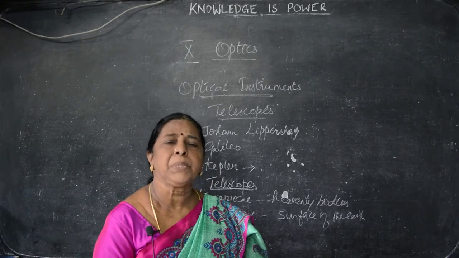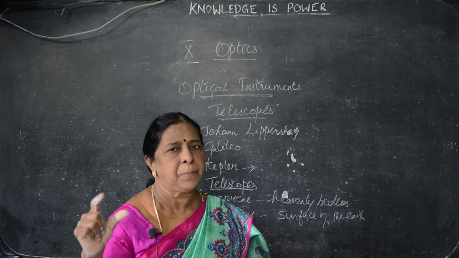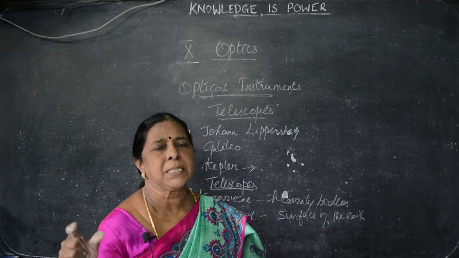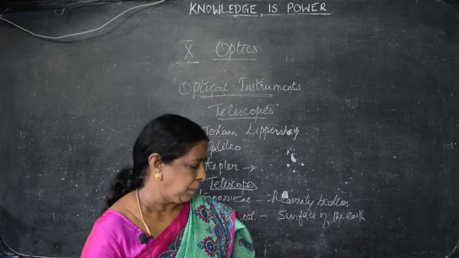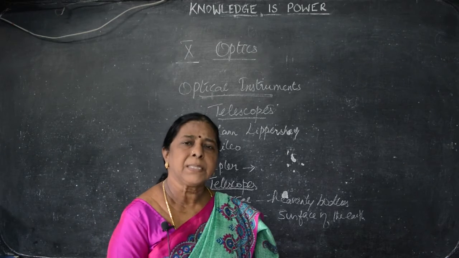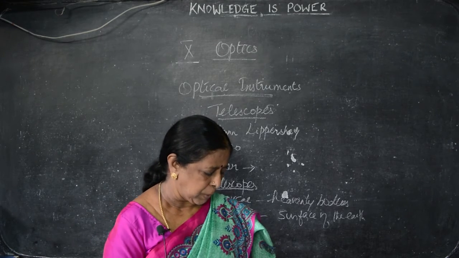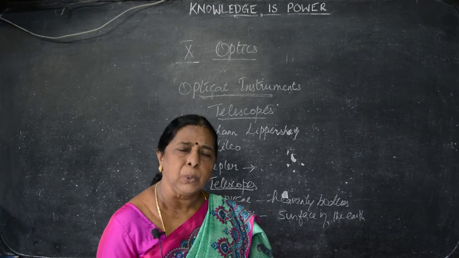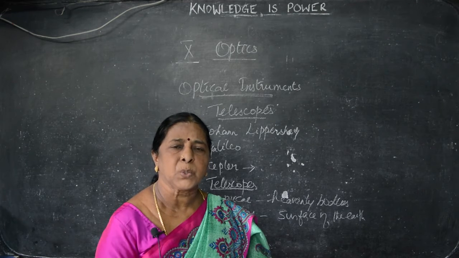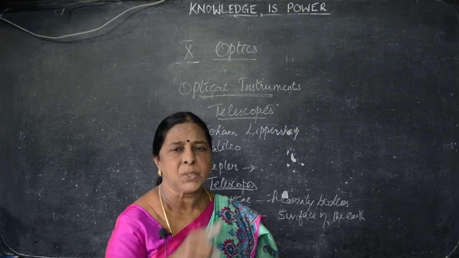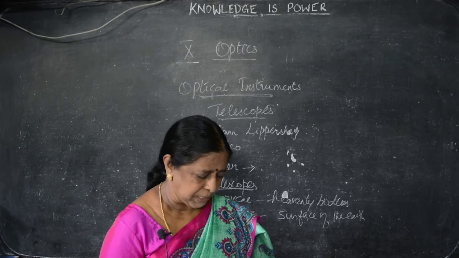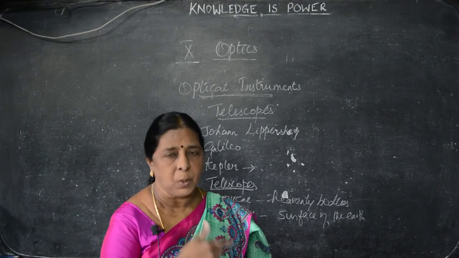Then microscope: minute things can be enlarged, magnified, and seen. There are two kinds of microscope, simple and compound. And I told you the uses of the microscope also. The compound microscope has two lenses. The simple microscope has only one lens. The two lenses are the eye lens and the objective lens. These are the optical instruments.